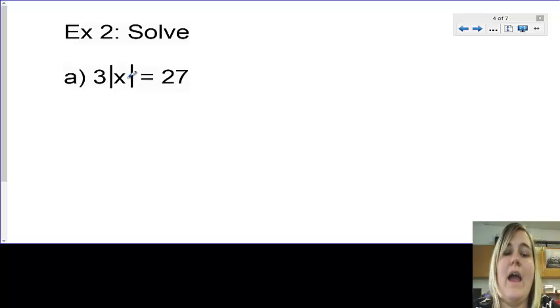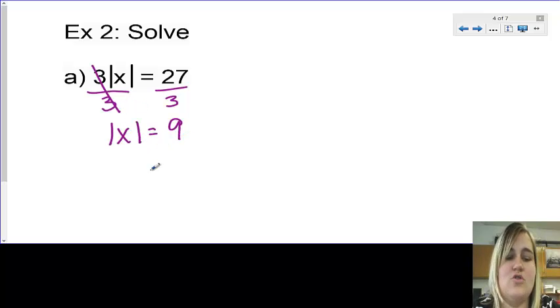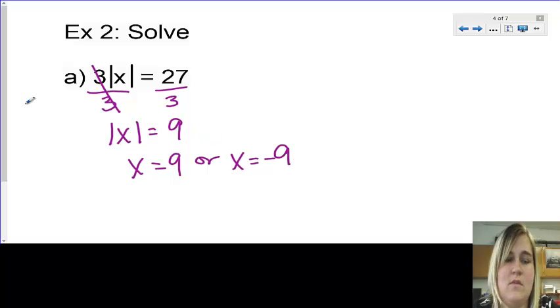Same thing here. I can't drop the absolute value bars until it is completely by itself on one side of the equal sign. So this 3 is being multiplied by the absolute value of x. The opposite is going to be to divide by that 3. What I do to one side, we must always do to the other. 3's will cancel, which leaves me with the absolute value of x is equal to 9. I can drop the bars and say that x is equal to 9 or x is equal to -9.